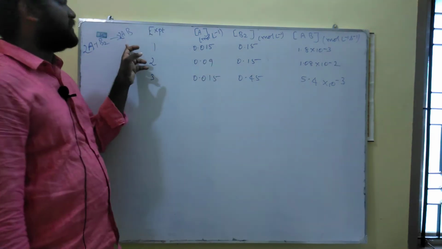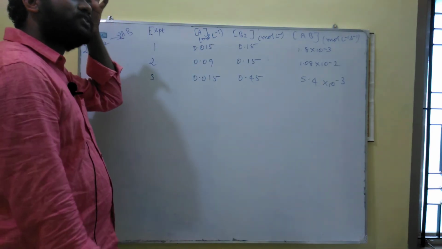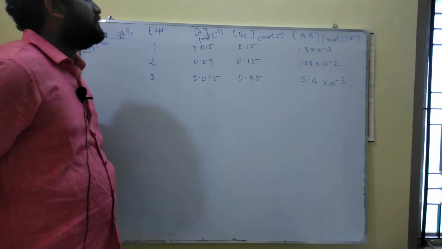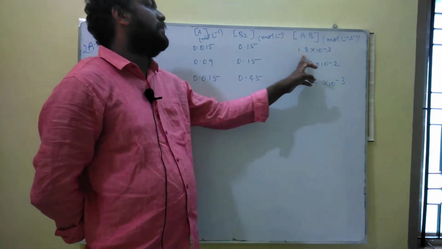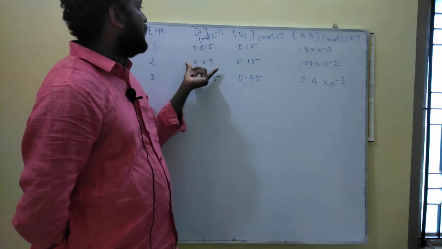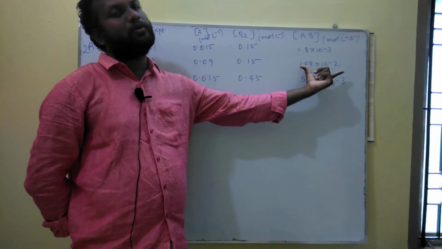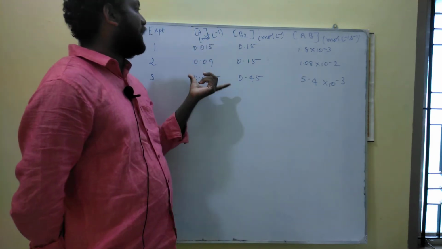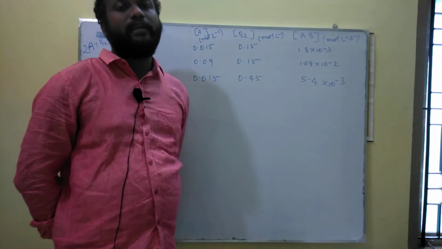So for this reaction, the experimental table is given. In the first experiment, the concentration of A was taken as 0.015 mole per liter, B2 as 0.15, and this is the rate of reaction. In the second experiment, A is 0.09, B2 is 0.15, and the rate observed is 1.08 into 10 power minus 2. In the third experiment, A is 0.015, B2 is 0.45, and we observed 5.4 into 10 power minus 3.